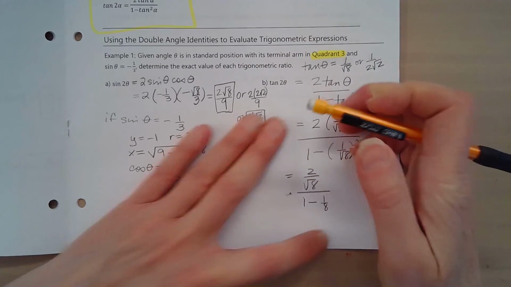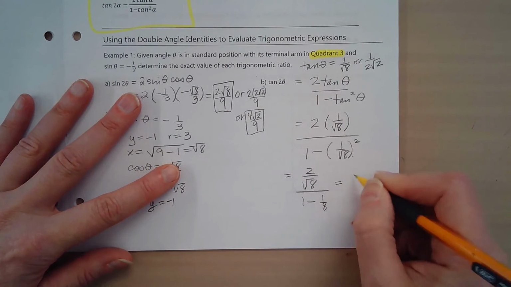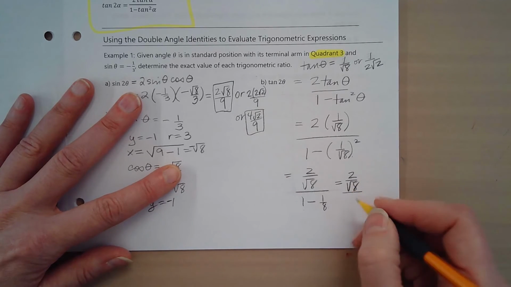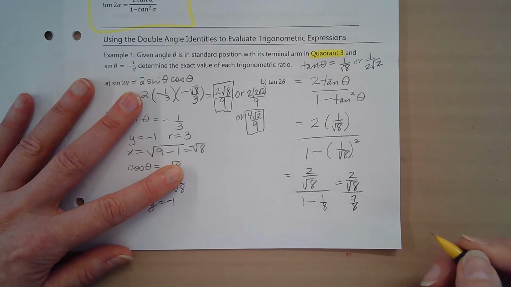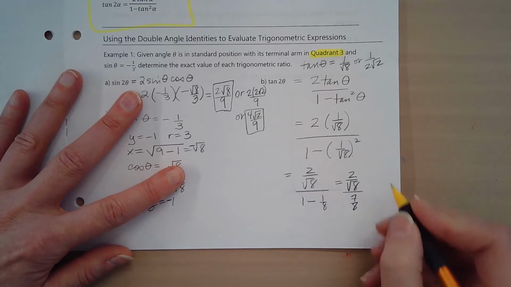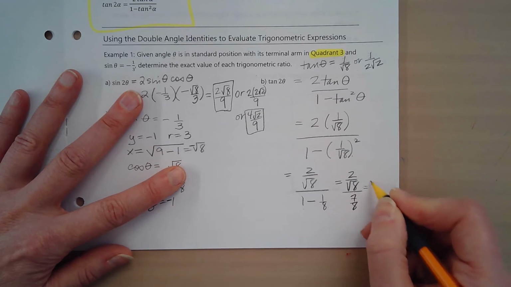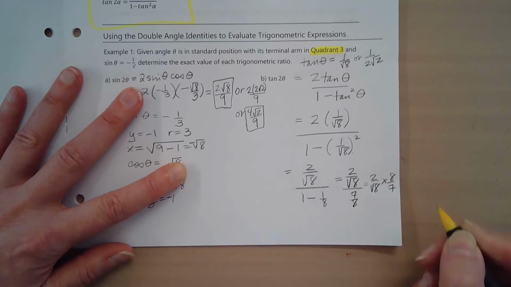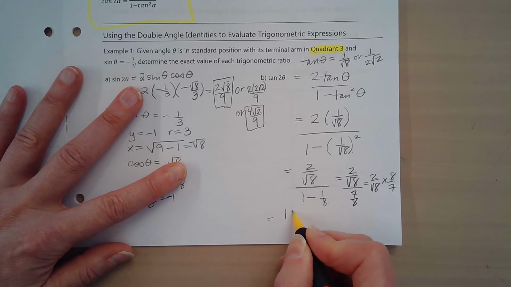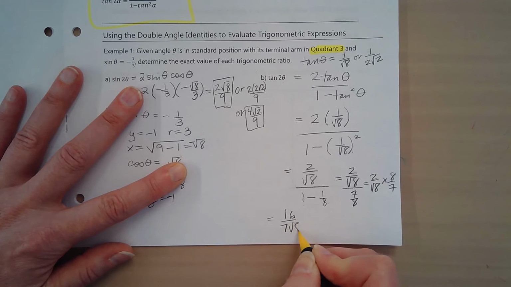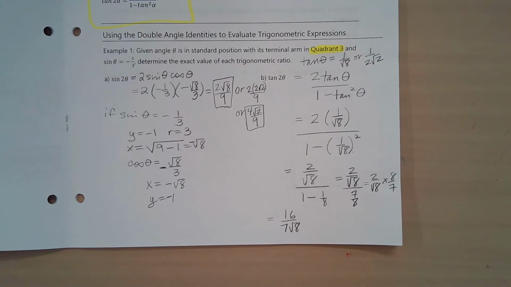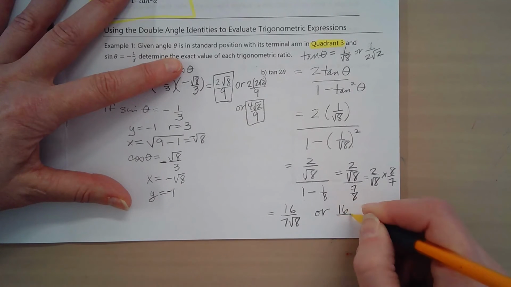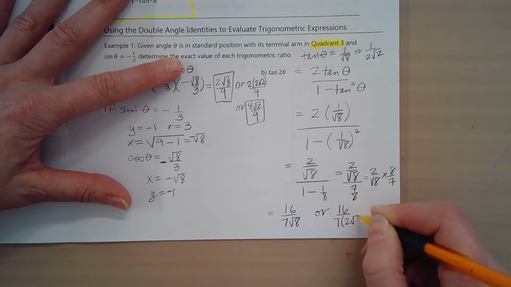So what do I have here? I'm going to try and do this as efficiently as I can. Okay, 1 take away an eighth. I'm going to have 7/8, right? So then I have 2 over root 8 times 8 over 7. So I'll end up with 16 over 7 roots of 8, right? Or if you did it, you would have had 16 over 7 times 2 root 2.